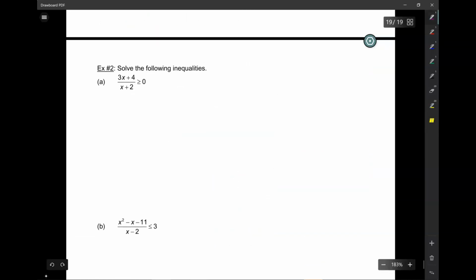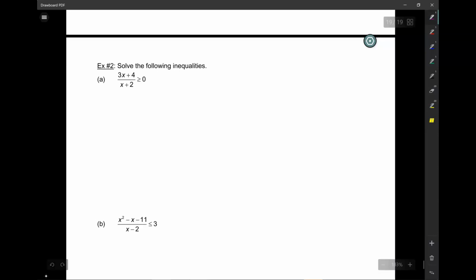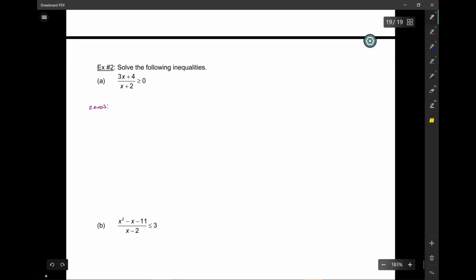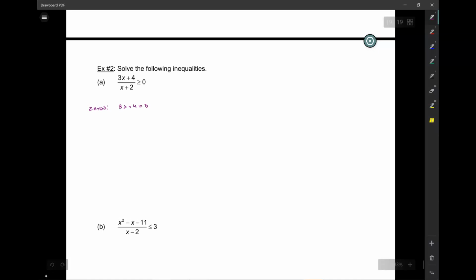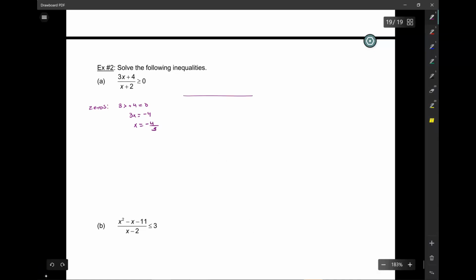Okay, so here, what we need to do is first find the zeros, right? So if we cross multiply the zeros, and we already know to find the zeros, all you have to do is set the numerator equal to 0. So here the 0 is negative 4 over 3. Okay, so far it's nothing different than what we've been doing. So on my number line, I put in negative 4 over 3.